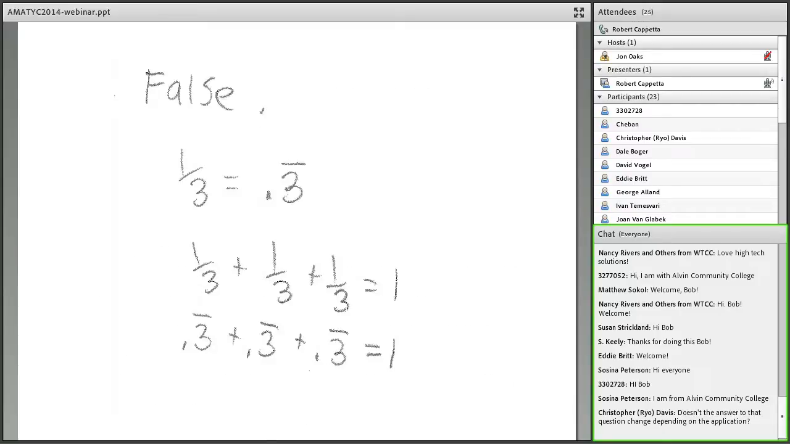Here is an answer that one student gave me, saying 1/3 is 0.3 repeating. So 1/3 plus 1/3 plus 1/3 is 1. So 0.3 repeating plus 0.3 repeating plus 0.3 repeating also is 1. Hence, 0.9 repeating is 1. Interesting how this person used algebra to get there.